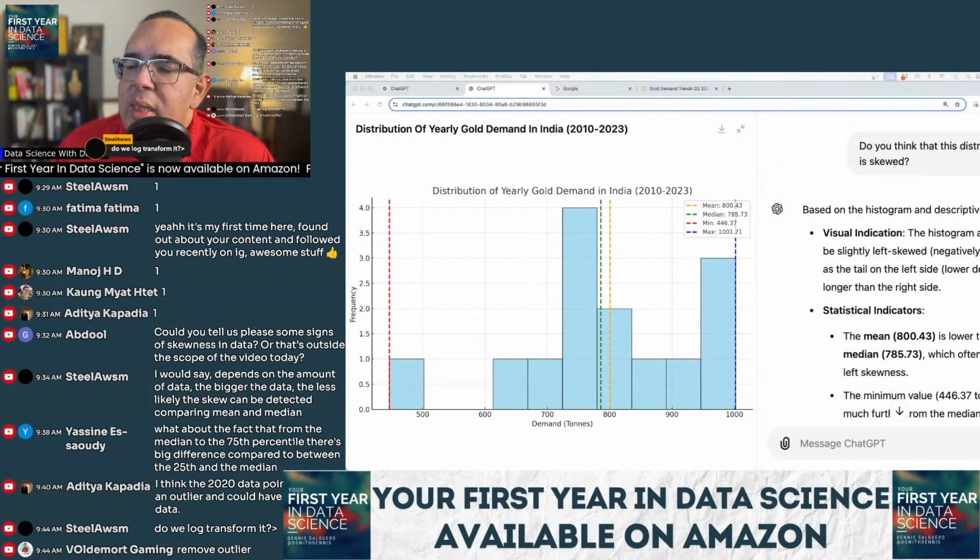Do we log transform it? Maybe. Do we remove the outlier? Maybe. Yeah, I think Voldemort, you're on the right track there, right? You have to account for that outlier in some way, right? Remove it, maybe, or maybe normalize your data, maybe, right?